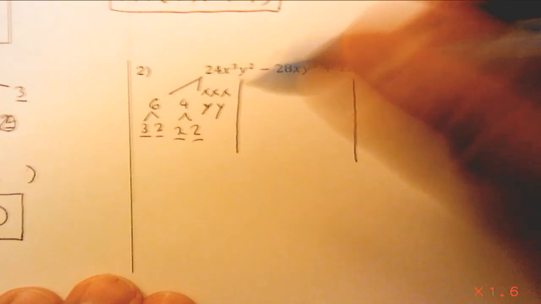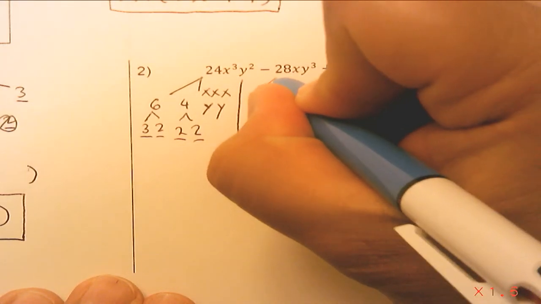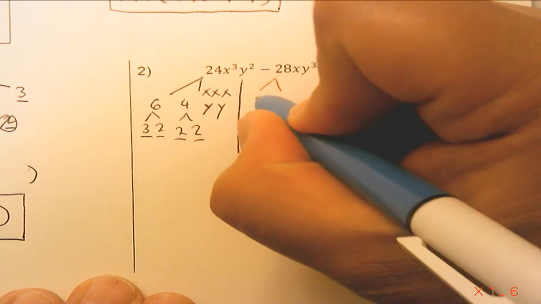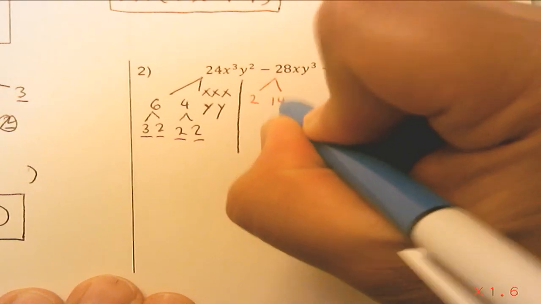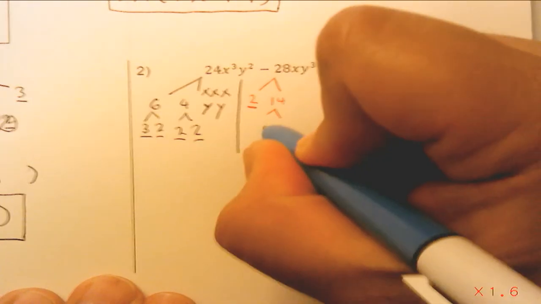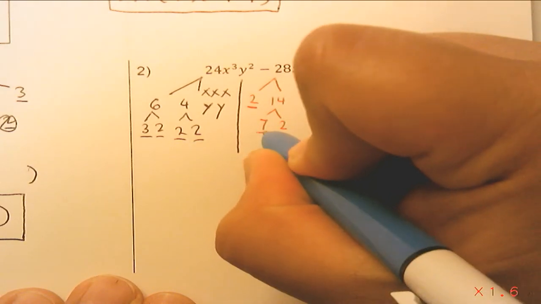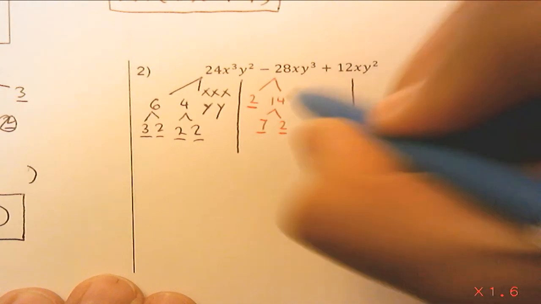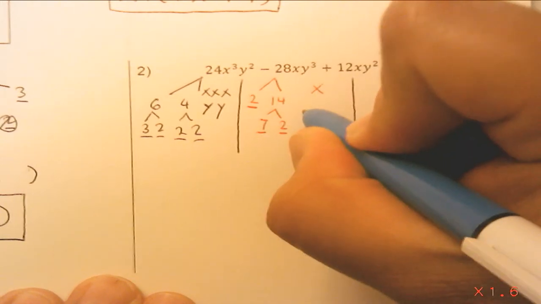I don't mind. All right, 28. 28 is a 2 times a 14. Okay, that 2 is prime. 14 is a 7 times a 2. 7 is prime, 2 is prime. And then I have an x and then 3 y's.